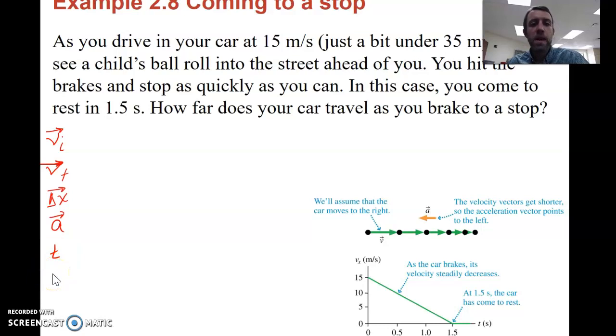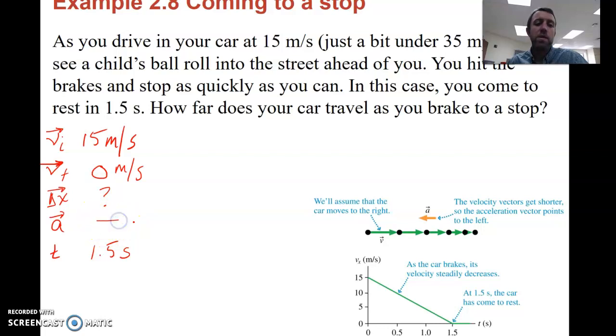So let's see. You're driving in your car at 15 meters per second. That sounds like the initial velocity to me. Your car comes to a stop in 1.5 seconds. So that's how long the motion takes. And it says it comes to a stop, so that means that your final velocity is 0. All right. How far does your car travel as you brake? That sounds like, what is your displacement?